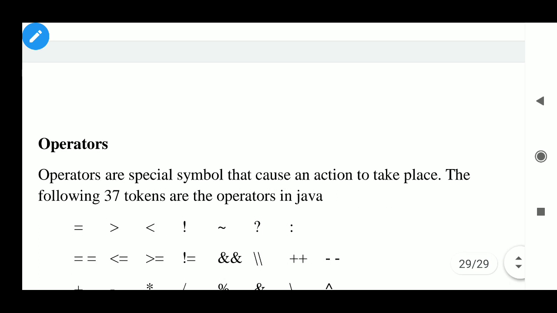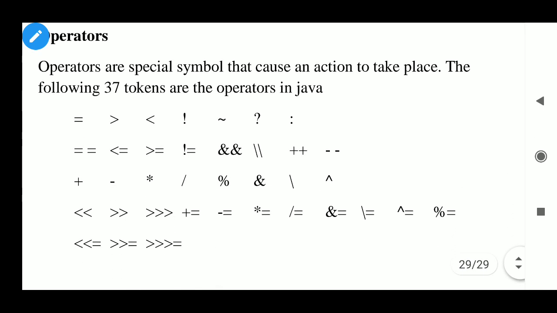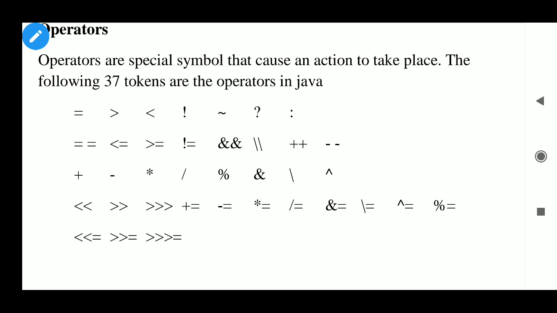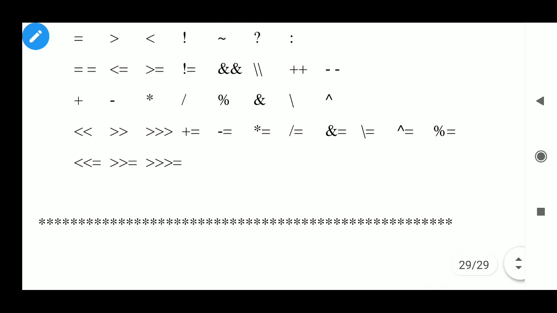Operators. Operators are special symbols that cause an action to take place. The following 37 tokens are the operators in Java. So these are the operators: plus, minus, multiplication, division, modulus, is equal to, greater than, less than, exclamation sign, tilde sign, question mark, all this. Okay, so it's over now.